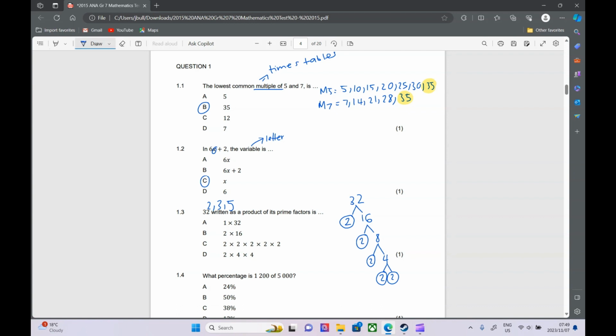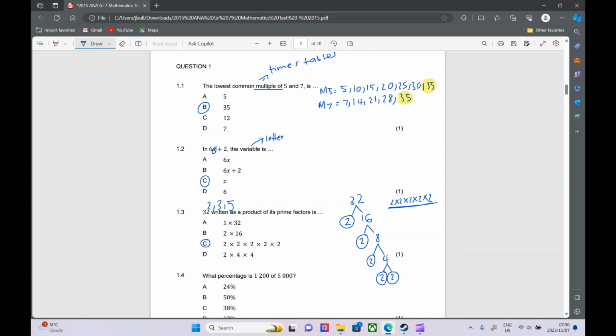And now, if we want it written as a product of its prime factors, what that means is instead of writing 32, I'm going to write all these prime factors times each other. So I would go 2 times 2 times 2 times 2 times 2. That would be my product of prime factors. And so we can see we've got C.